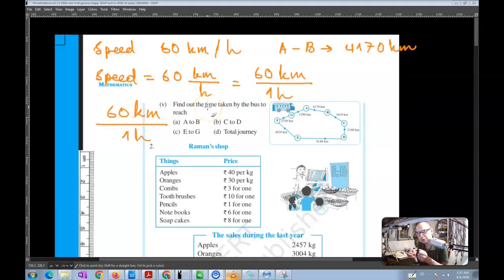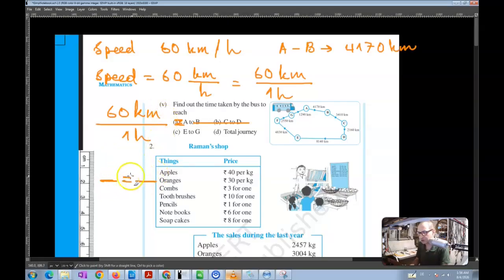So we can set up a proportion with this. I can write 60 kilometers per hour is the same thing as the following, and we want to cover a distance of 4,170 kilometers. So I set up the proportion like this, meaning a fraction over here, an equal sign, and another fraction. That's a proportion, right?